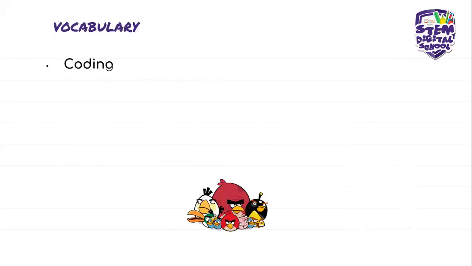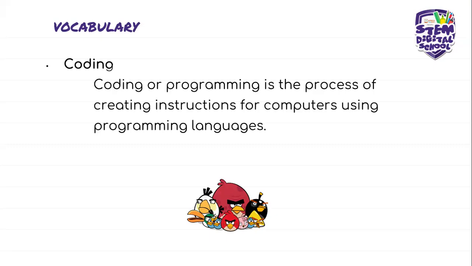Let's quickly look at some of our vocabulary words, and you guys can see there are pictures of Angry Birds and Plants vs. Zombies. Our code today is in a maze, and we will hop between some Angry Bird puzzles and some Plants vs. Zombie puzzles. Okay, coding. What is coding? Coding or programming is the process of creating instructions for computers using a programming language.